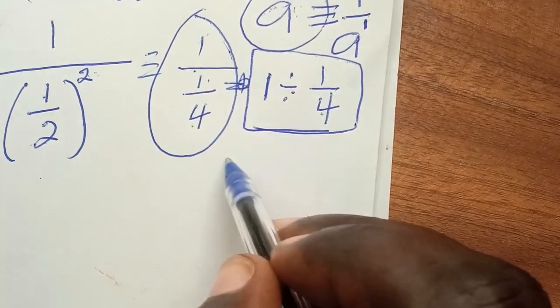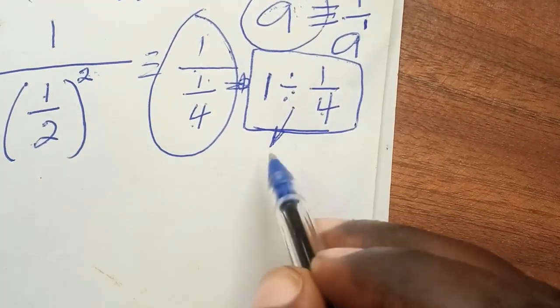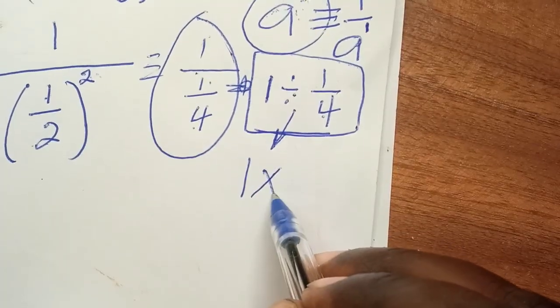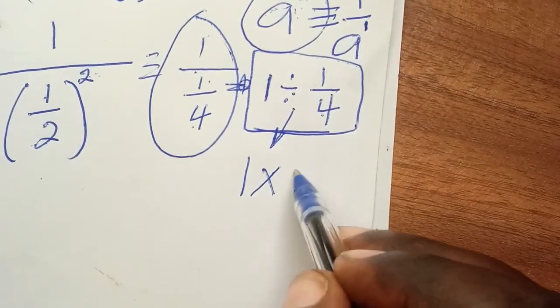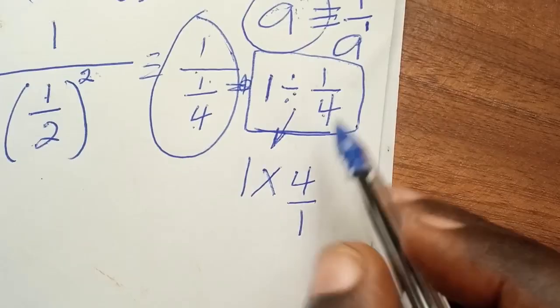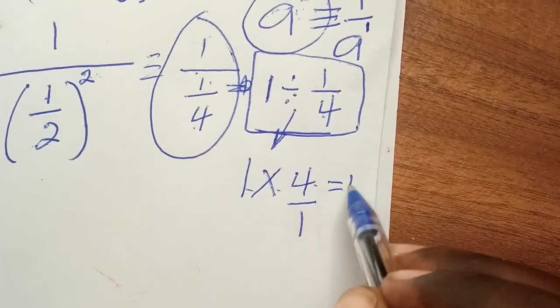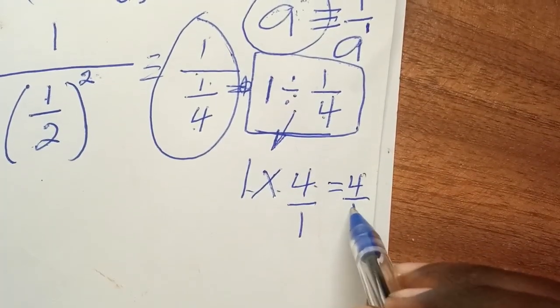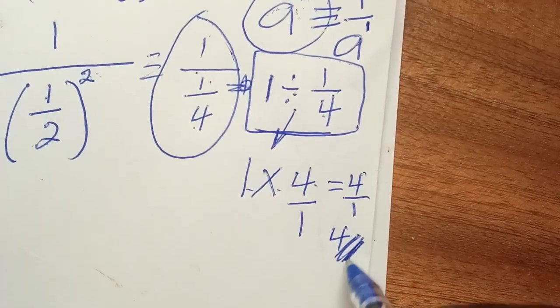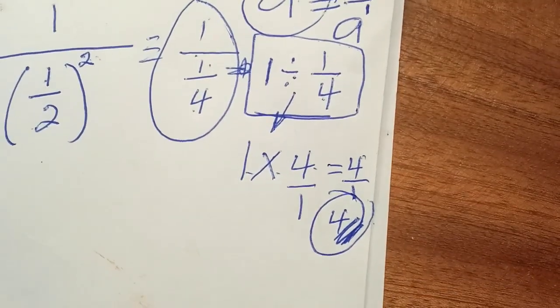In this case, this means that we are going to reinvert this again. 1 times, instead of 1 over 4, we bring 4 up, 4 over 1. We invert it. Now it is going to be 1 times 4, which is 4 over 1 instead. And 4 divided by 1 is equal to 4. So the answer here is 4 for this particular expression.